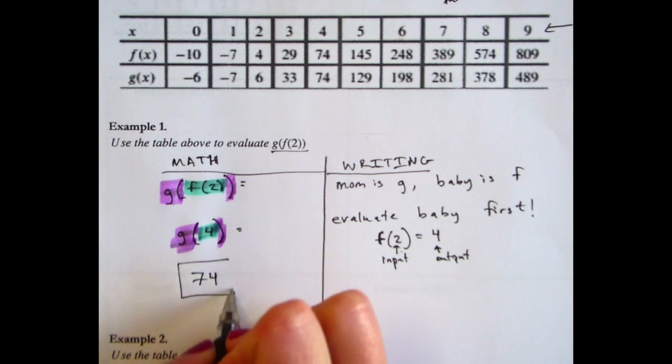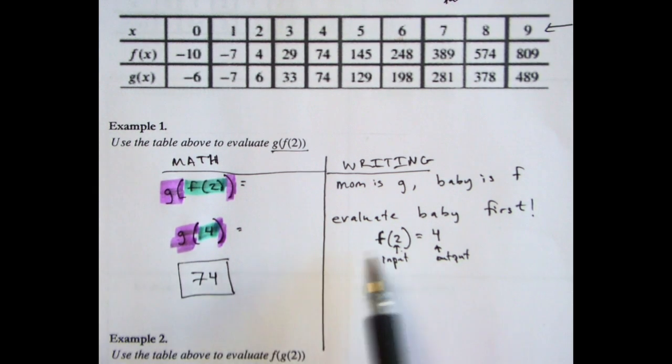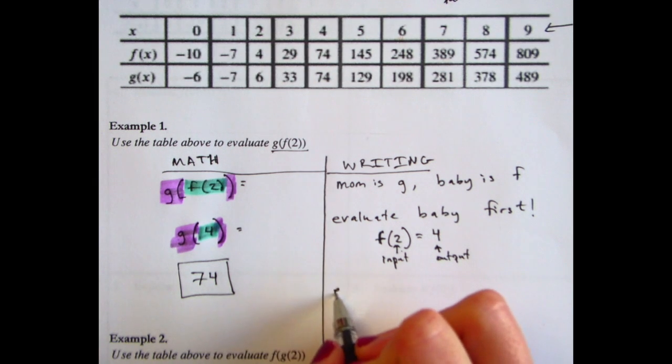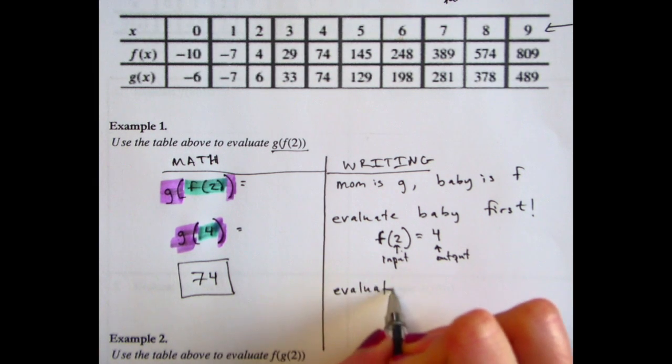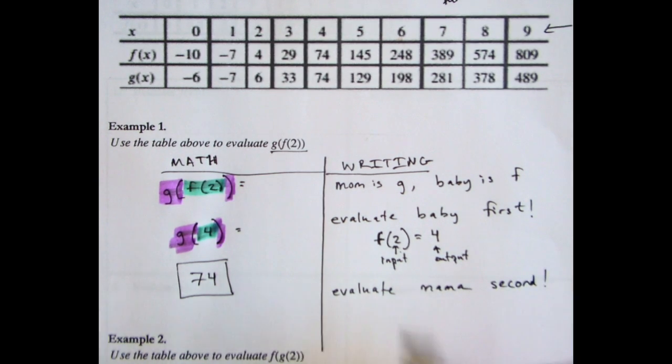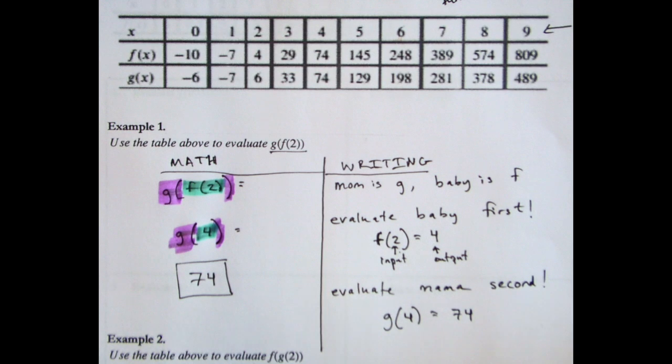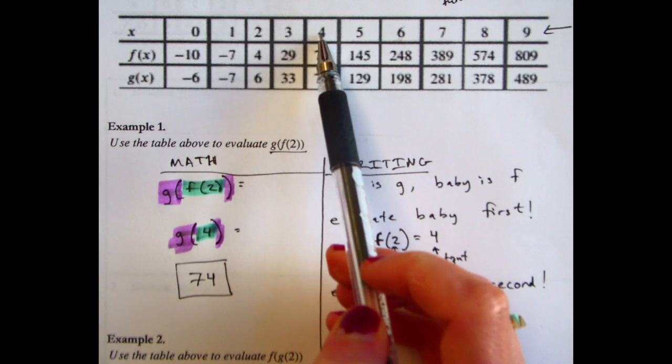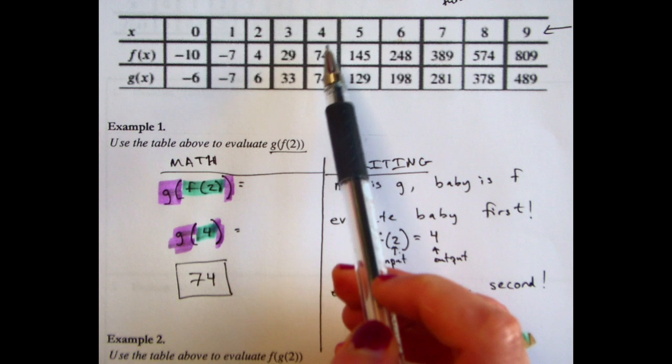So evaluate baby first, and then the next thing I did, I evaluated mom second. And when I evaluated mom, I just said, okay, g of 4 is equal to 74. And that came right from my table, where I saw g of 4. When the input is 4, the output for g is 74.